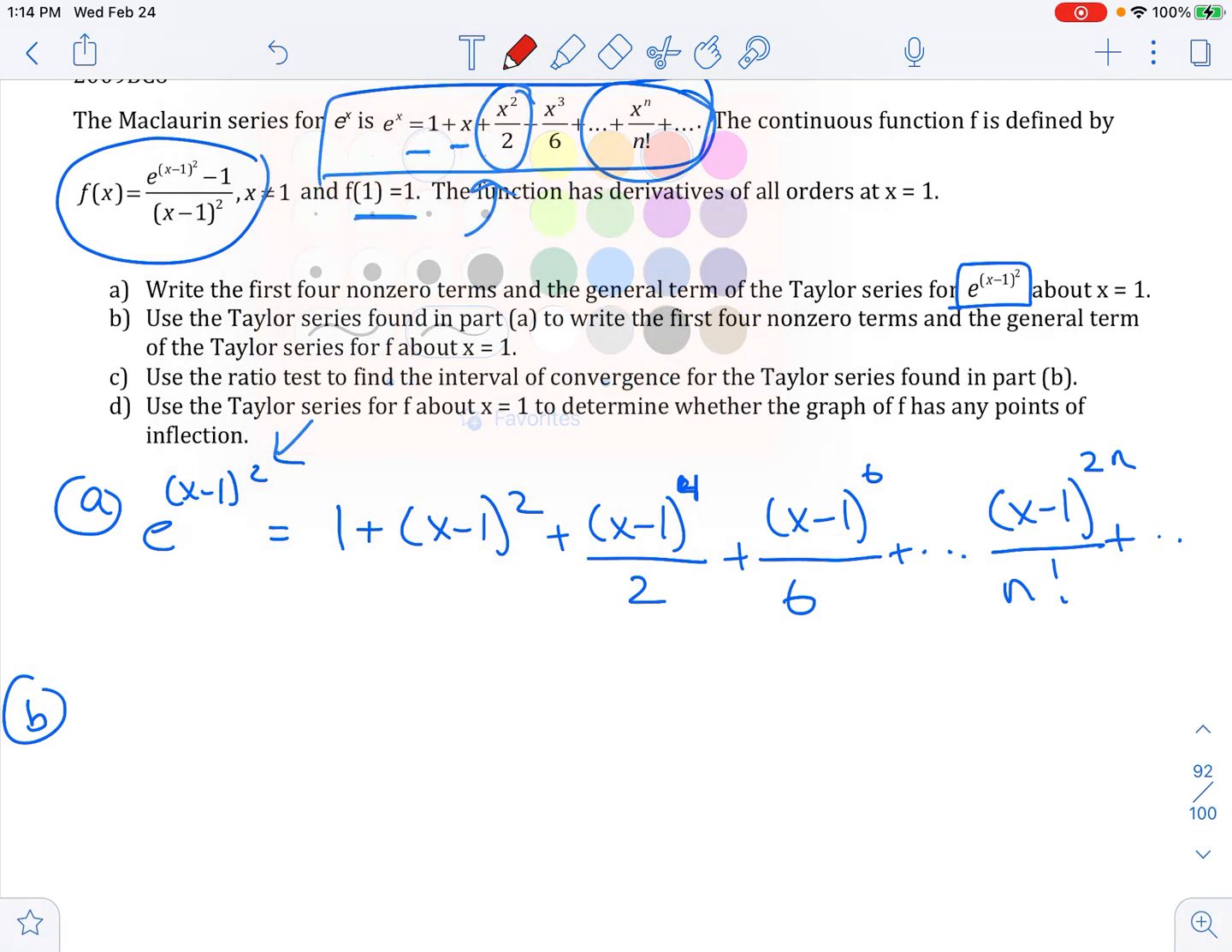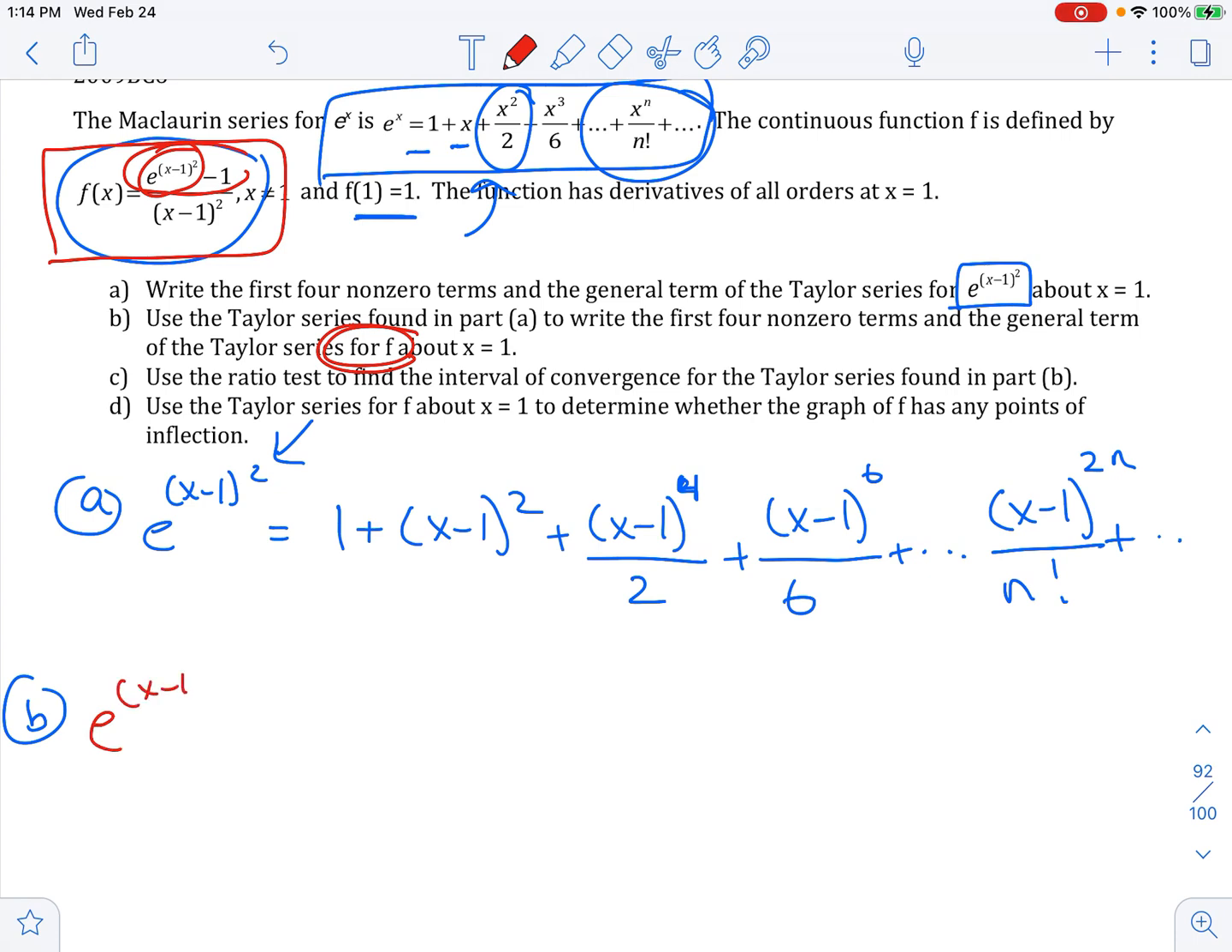Okay, part B says use the Taylor series found in part A to write the first four non-zero terms and the general term for the Taylor series for f. So f is all of this. Now, a couple things. This piece I already figured out in part A. So it says we need to take all of that and subtract 1. So if you do just that piece, all that happens is that this 1 disappears. Oops, I forgot to subtract the 1. So this would just look like this.